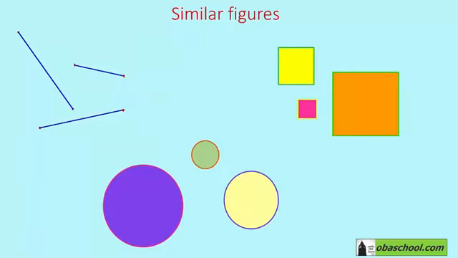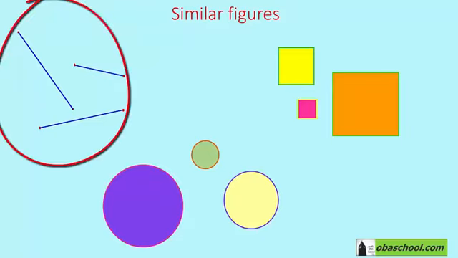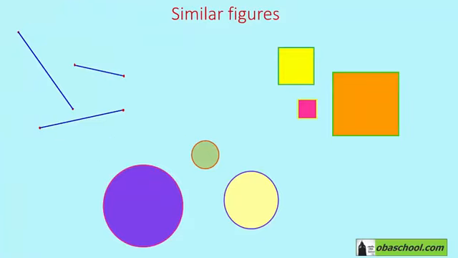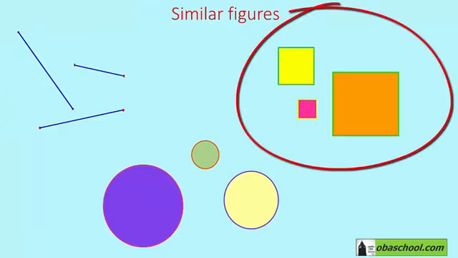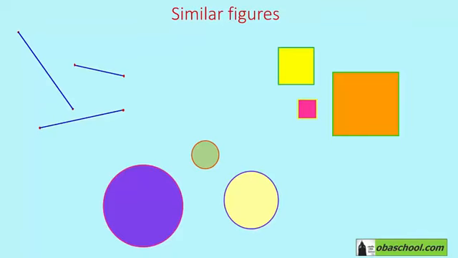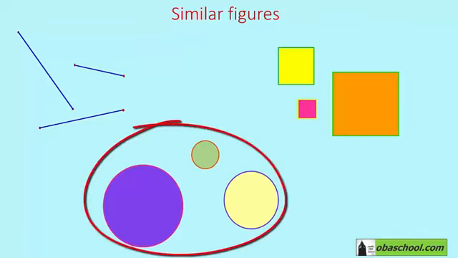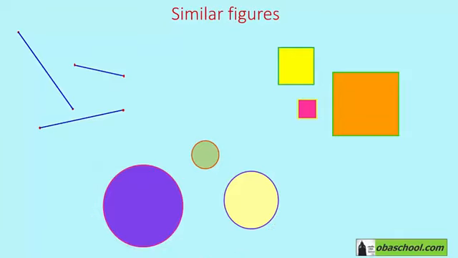So let's talk about similar figures even more. Take a look at the squares right here at the top right corner, or maybe at the lines at the top left corner, or maybe at the circles at the bottom side. These are all similar, but they are not congruent. They have the same shape, but they do not have the same size. You have circles, squares, and lines, but they do not have the same size. So we call them similar figures.